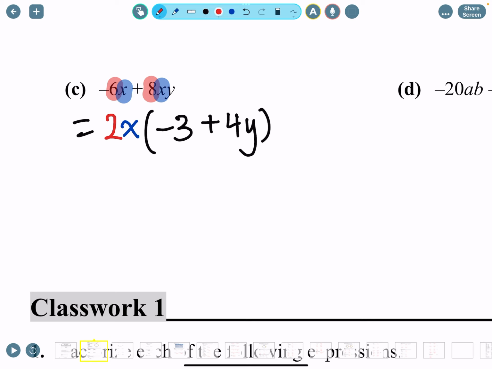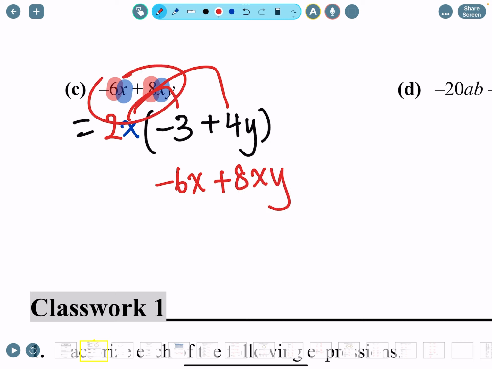So you have to be careful. Again, if you want to double check, you can do a rainbow method. I can simply show you a rainbow method here. Negative 6 times 2 will be negative 6 with an x. 2 times 4 is 8. And then we have an x and y. So it's back to the original equation. And that's how I know that I'm doing it correctly.